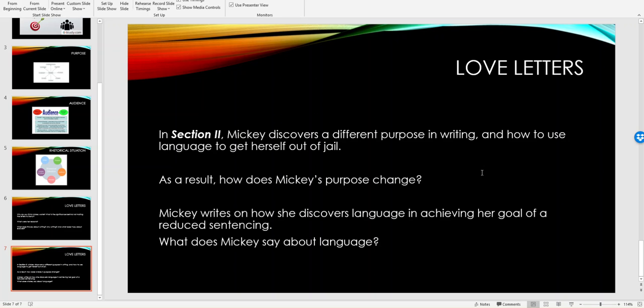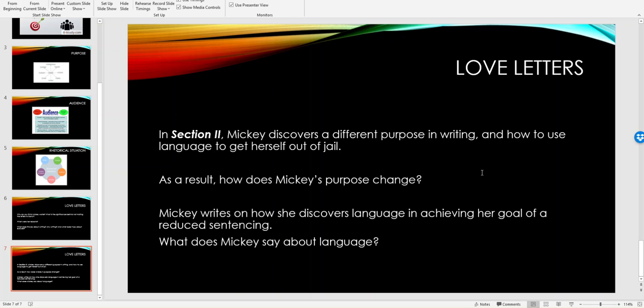Now in section 2, it gets a little bit more complicated when you're talking about purpose and audience. Right up front, everybody will read quickly and determine that purpose in writing changes a little bit. She writes in the English classes to get herself out of jail and reduce her time. But there are other purposes in writing in section 2. It's a very complex section of the reading. What is it that Mickey wants to accomplish?